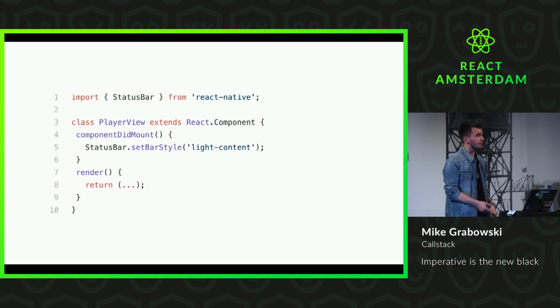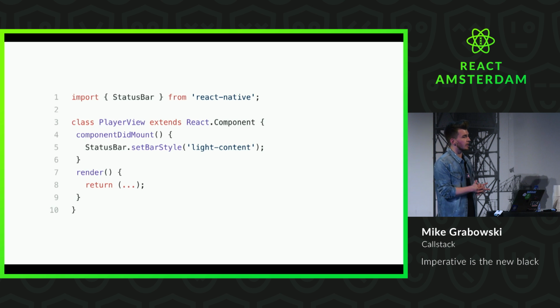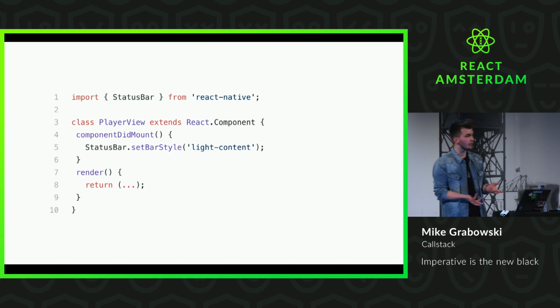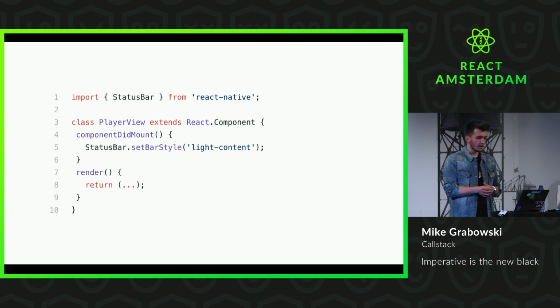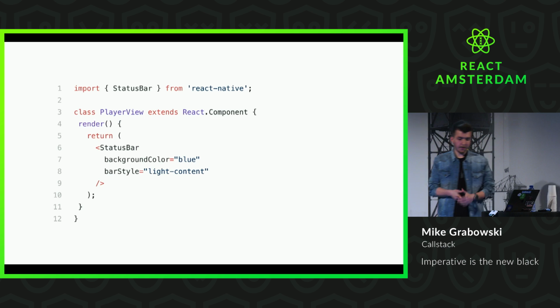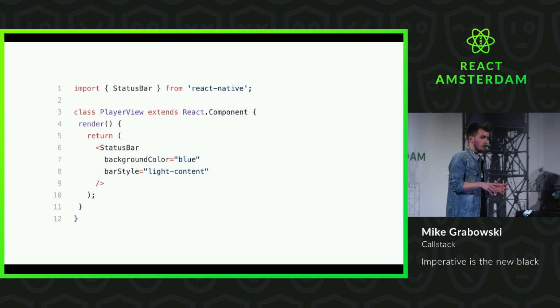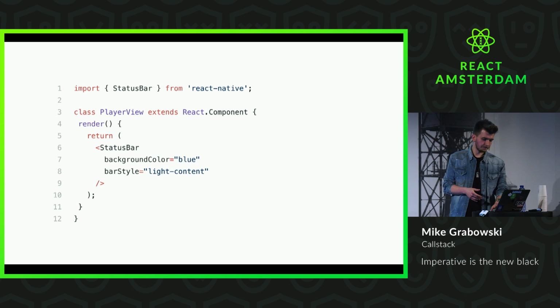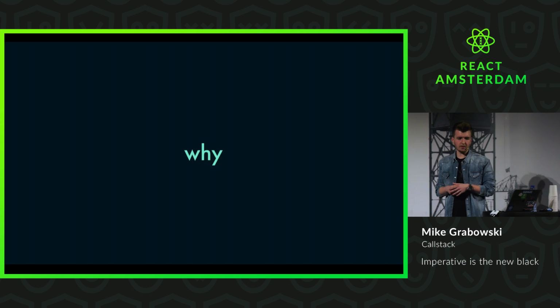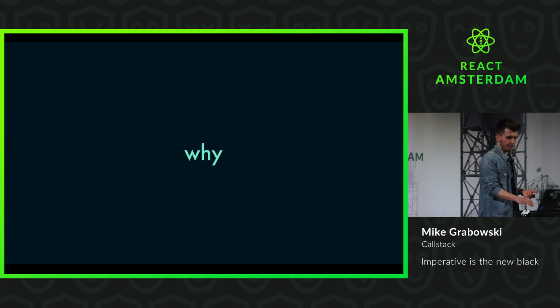So just to recap, for those who haven't used the old status bar API, this is how it used to be. You were basically calling set status bar style. You can technically still do it, but it's not a preferred way, let's say. But now it's a component that you can embed in your render hierarchy that will basically adjust your status bar style. So that transition got me thinking why it happened. What was wrong with the existing approach?